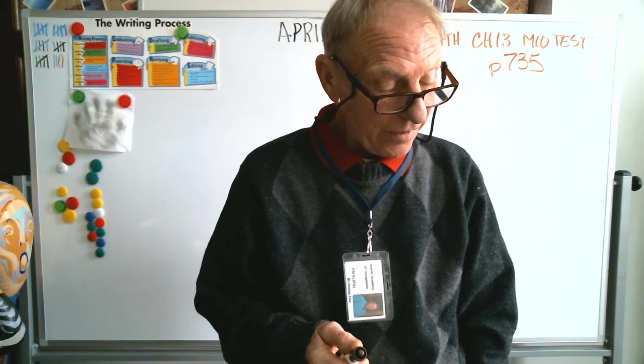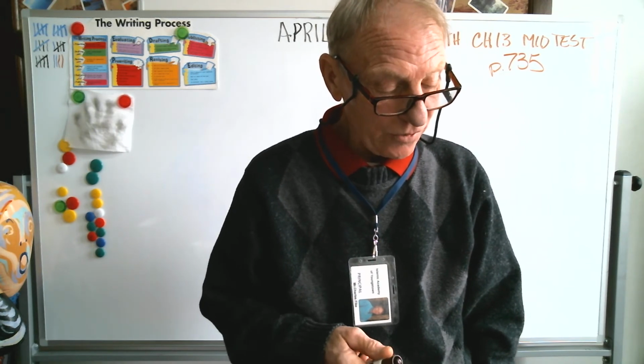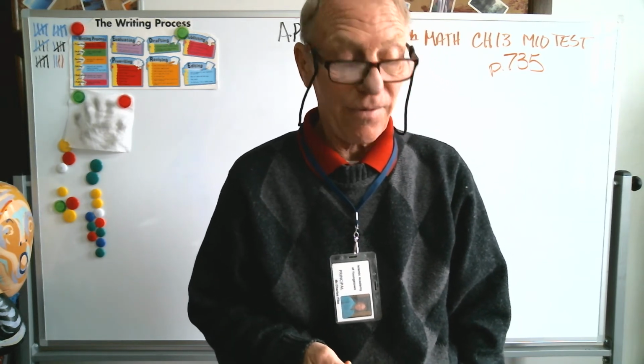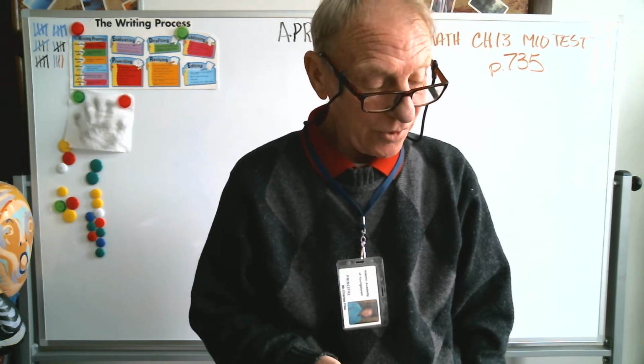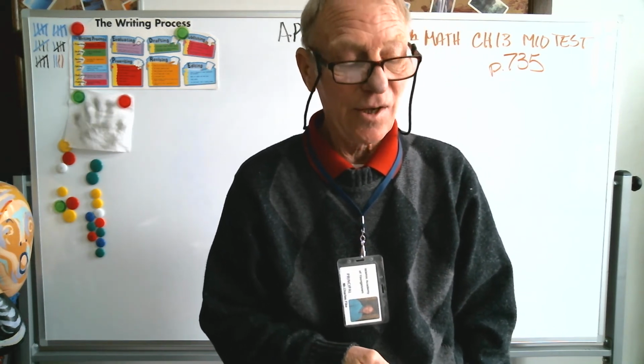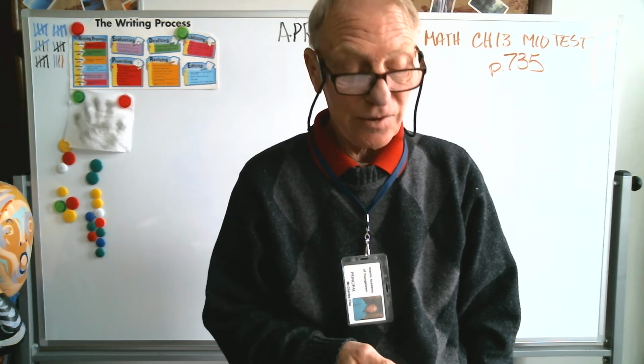Number 12, which figure has an area of 108 square centimeters? Well, you're just going to have to do the math. 6 times 13. 6 times 3 is 18. 6 times 1 is 6. Plus the 1, that one's 78.